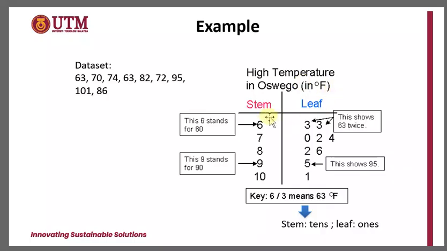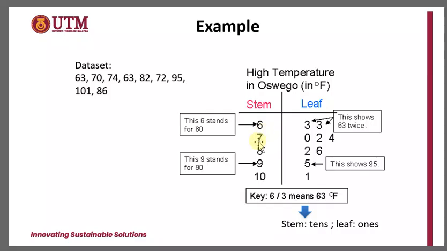Here the smallest number that we have is 63, so 60 is the smallest. The largest we have is 101. So we put 6 here in the stem, and the leaf is the second position number, which is 3. So we have 6 in the stem and 3 in the leaf. That means we have 63.